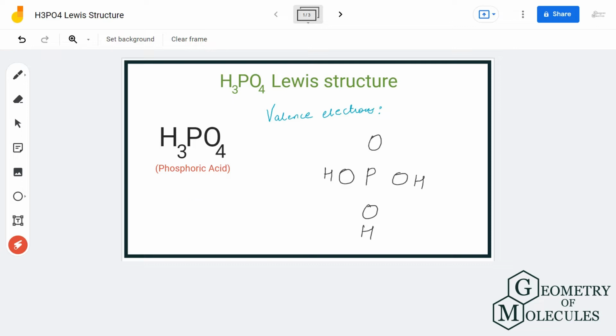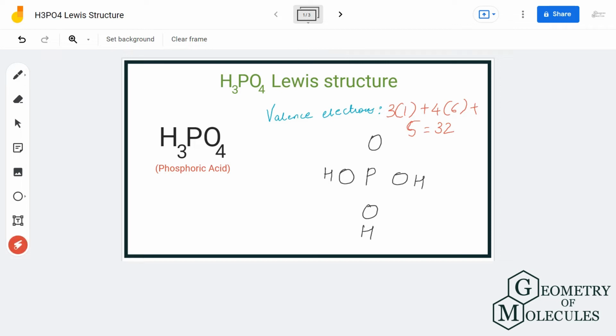In today's video we are going to help you with H3PO4 Lewis structure. To determine the Lewis structure, we will first look at the total number of valence electrons. Here we have one phosphorus atom, and then we have hydrogen atoms and oxygen atoms. Each oxygen atom has 6 valence electrons, so we have 6 into 4, 24, plus we have 3 electrons from hydrogen atoms, and we have 5 electrons from phosphorus atoms. So in total we have 32 valence electrons for this molecule.